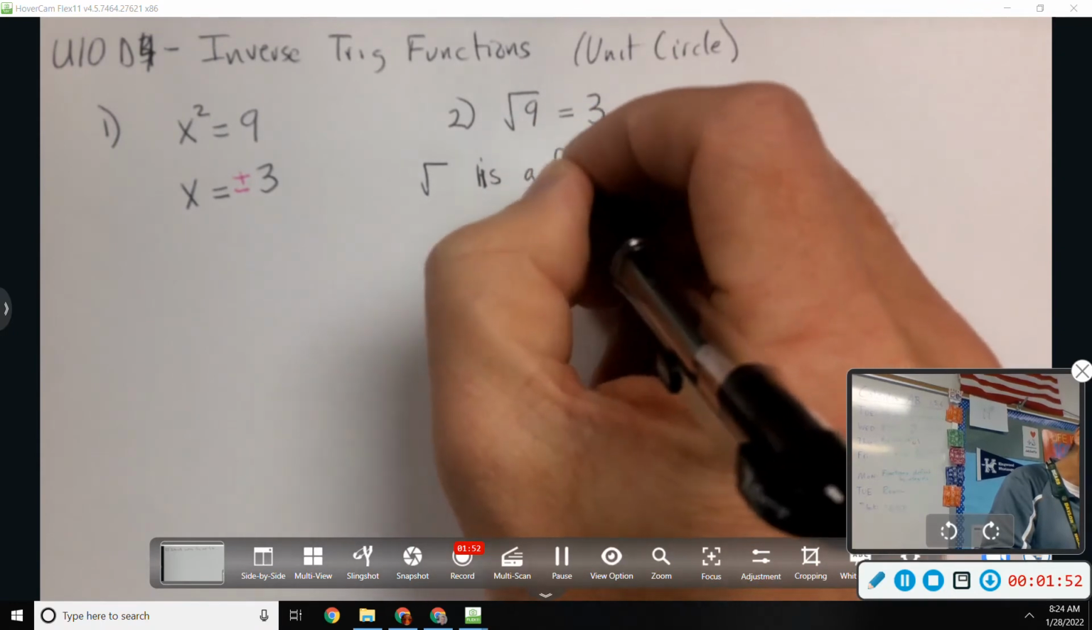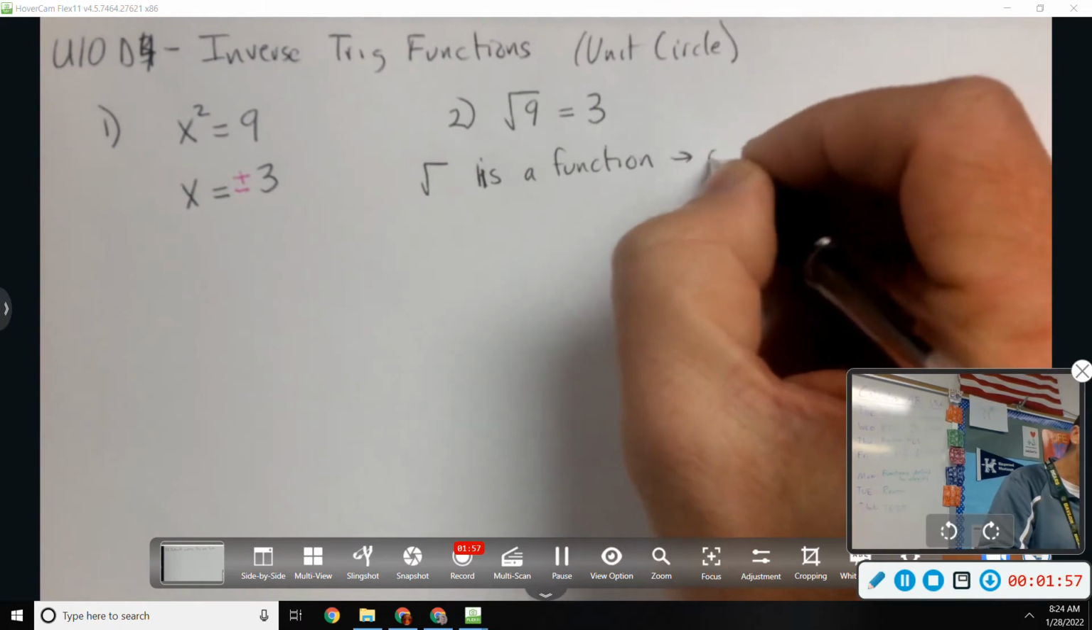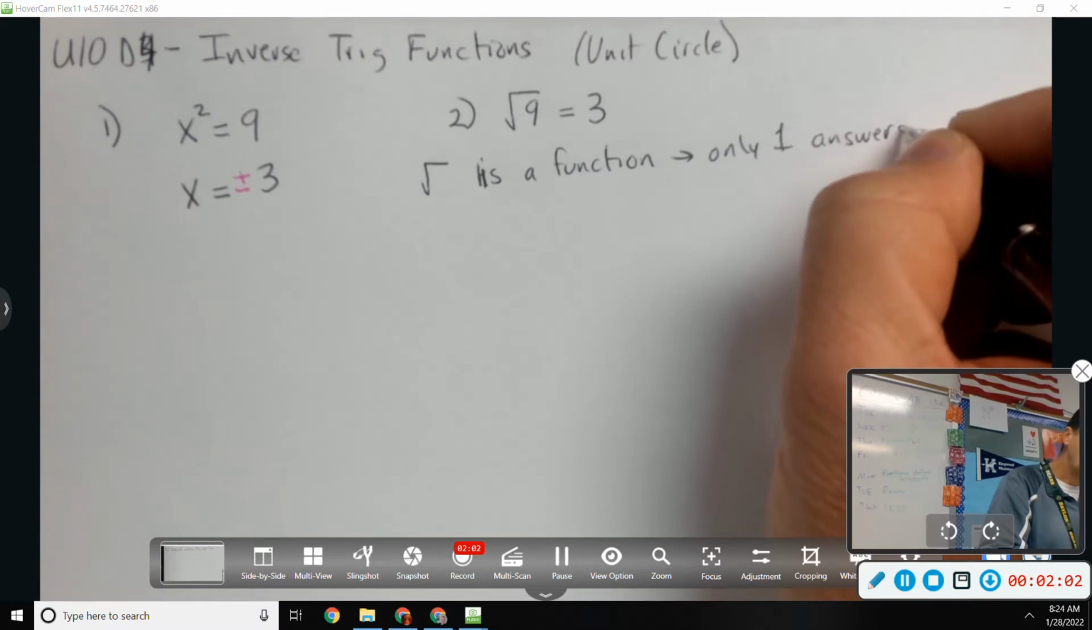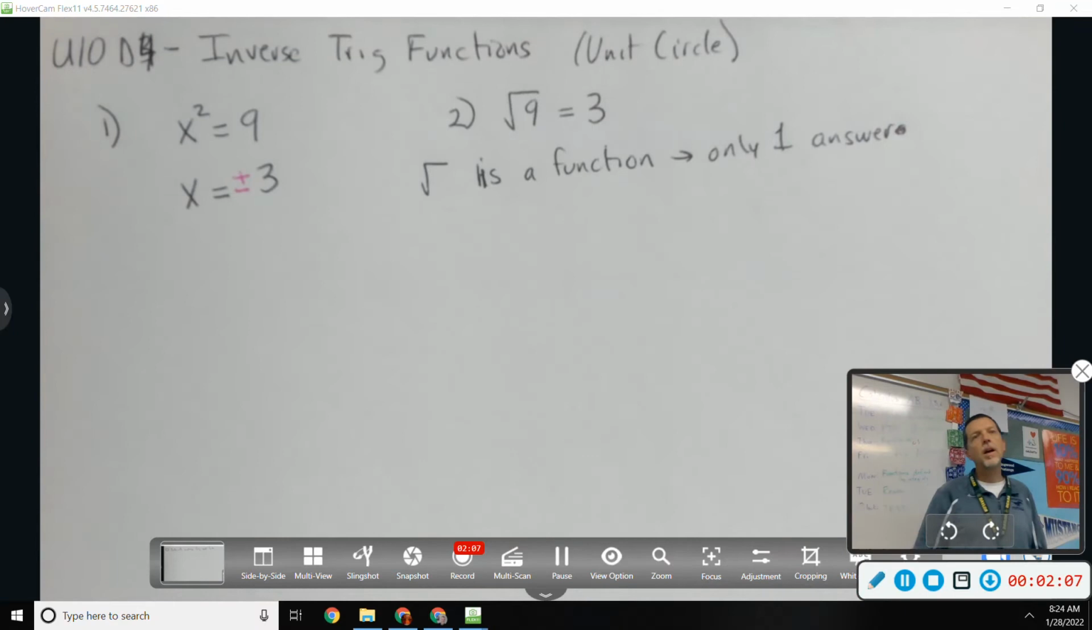Square root is a function. Therefore, only one answer. One answer, period. It can only get positive. Well, if you square negative 3, you get positive 9. That's true. But long ago, someone decided, well, look, we're only allowed to have one answer. Let's make it be the positives. It would have been really weird if they'd made it be the negatives. That would have felt awkward.